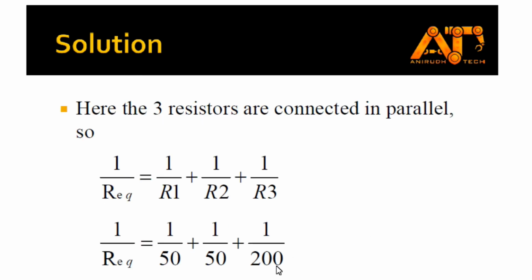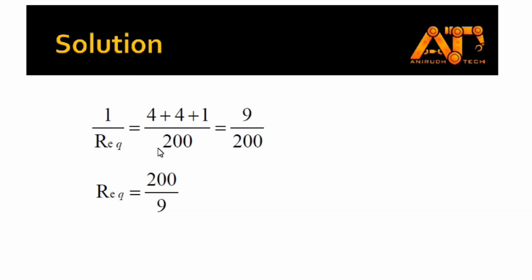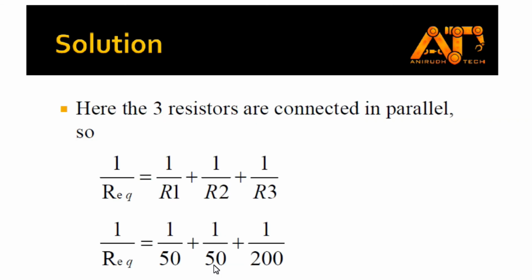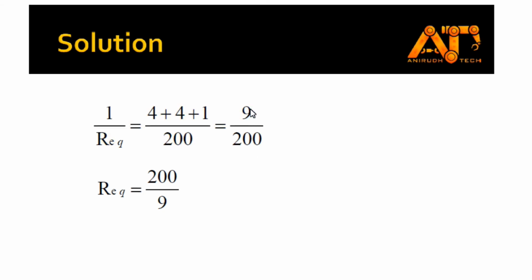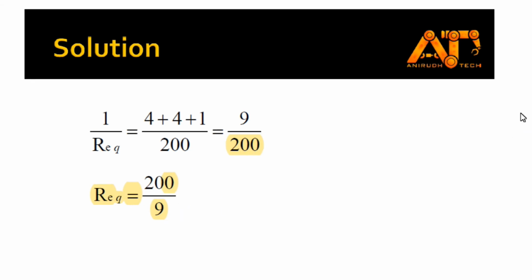And 200 is the LCM here, so 4 times 50 is 200, and writing it is 4 plus 1 times 200 is 200, so 9 by 200. And please don't stop here. Our answer is not 9 by 200, we want to take the inverse, so 200 by 9. You just calculate the value and get the solution. Okay guys, I hope you are clear with it and we can move to our third problem.